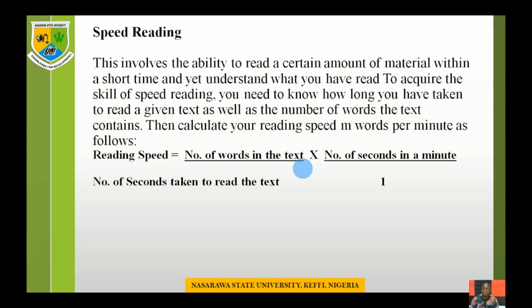Now, if you look at that formula, there are two halves. The first half is the number of words in the text all over the number of seconds taken to read the text, then times the number of seconds in a minute all over one. From that formula, the second half of the formula is constant. Why is it constant? Number of seconds in a minute. How many seconds make 1 minute? 60 seconds make 1 minute. That equals 60 all over one. That is constant. Where you'll be having your substitutions is the number of words the text has and the time taken to read the text. So the first half of the formula will always be changed, while the second half of the formula is constant.